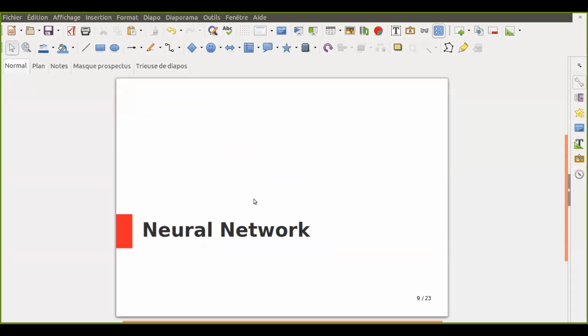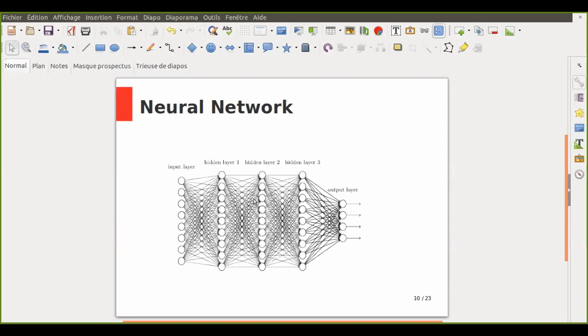Moving to the next step of the proposed method. Before describing our proposed classification systems, I would like to give you a short definition of neural network and convolutional neural network. Starting with a neural network.